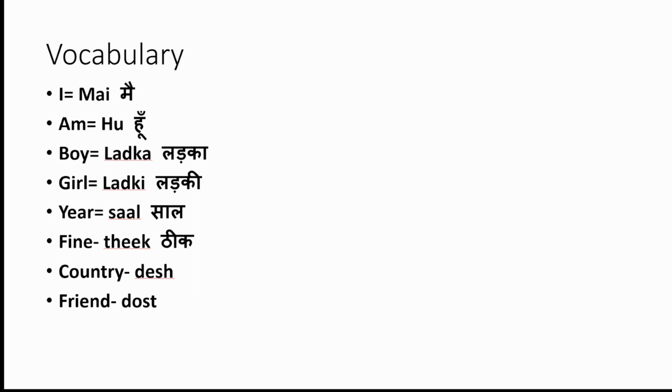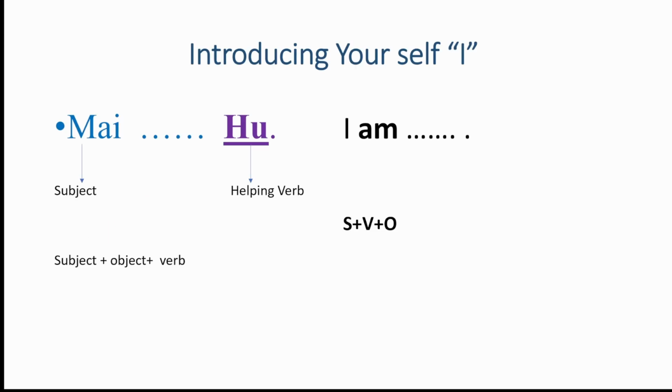I'm saying these words, please follow with me. I means मैं, am is हूँ, boy means लड़का, girl is लड़की, year means साल, fine is ठीक, country means देश, and friend means दोस्त. Okay, so please pause the video and write all this vocabulary in your notebook. I hope you have written the vocabulary.